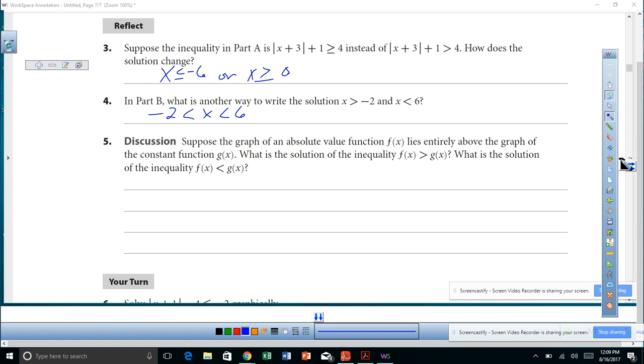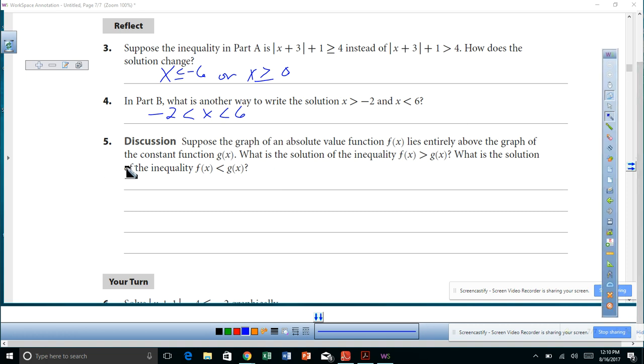Number 5, discussion. Suppose the graph of an absolute value function f of x lies entirely above the graph of the constant function g of x. What is the solution of the inequality f of x is greater than g of x? What is the solution of the inequality f of x is less than g of x?